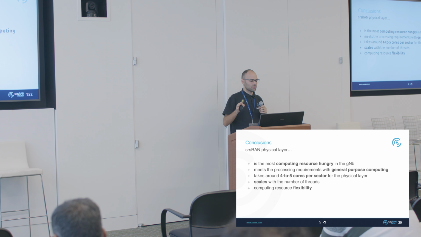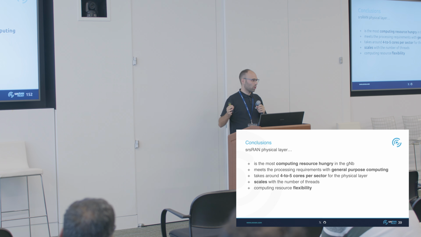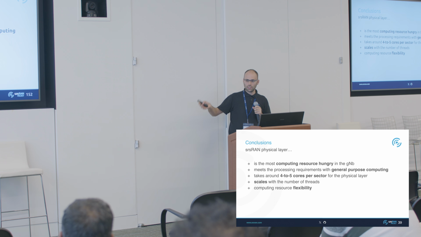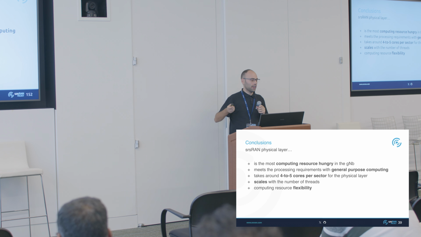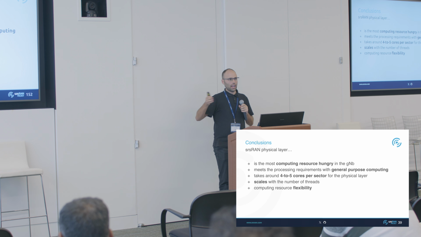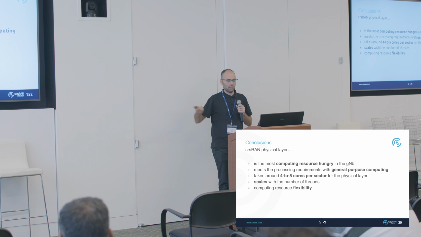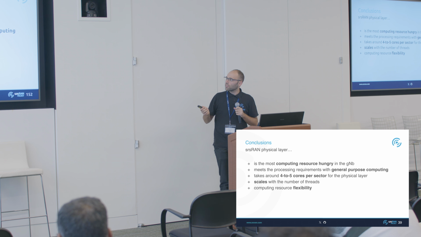It takes between 4 to 5 cores per sector to process our physical layer, and we can scale with the number of threads. Also, our performance on x86 and ARM is pretty decent, and we can have real time with both architectures. And then we have all the gain of resource flexibility with this architecture.